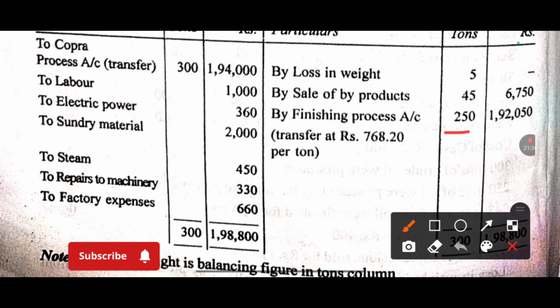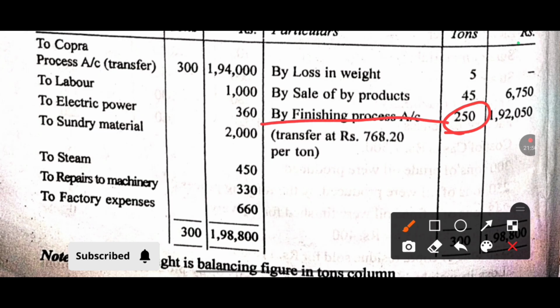So we have 250 tons of oil produced. Already we have this 250 tons of oil produced in the question. Okay, we took this value from the question. So again this output we are going to write as finished product account.